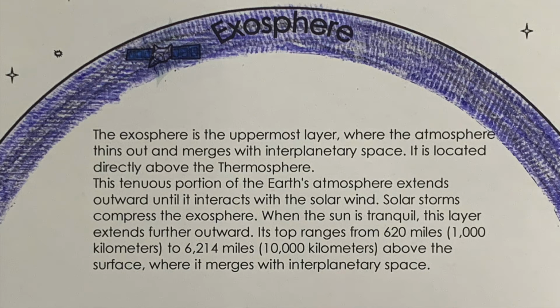And last but not least, exosphere. The exosphere is the uppermost layer where the atmosphere thins out and merges with interplanetary space. It is located directly above the thermosphere. This tenuous portion of the Earth's atmosphere extends outward until it interacts with solar wind. Solar storms compress the exosphere. When the sun is tranquil, this layer extends further outward. Its top ranges from 620 miles to 6,214 miles above the surface, where it merges with interplanetary space.